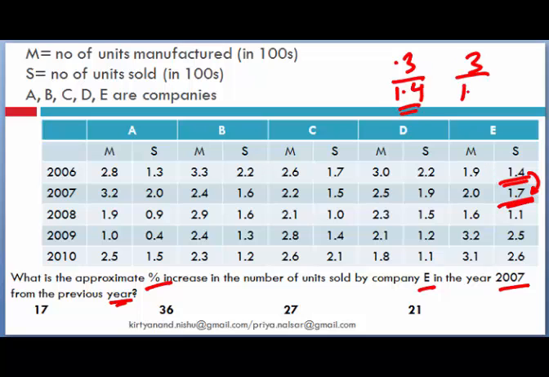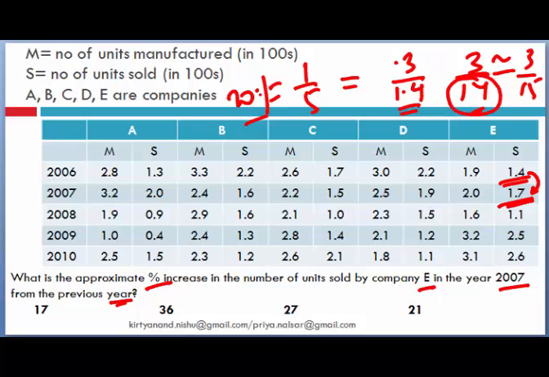And this is 3 by 14, right? Which is approximately equal to 3 by 15, which is approximately equal to 1 by 5, which is approximately equal to 20%. Now since the base here is smaller, therefore this should be slightly higher than 20%, and therefore 21% is the right answer. You don't even need to calculate again.